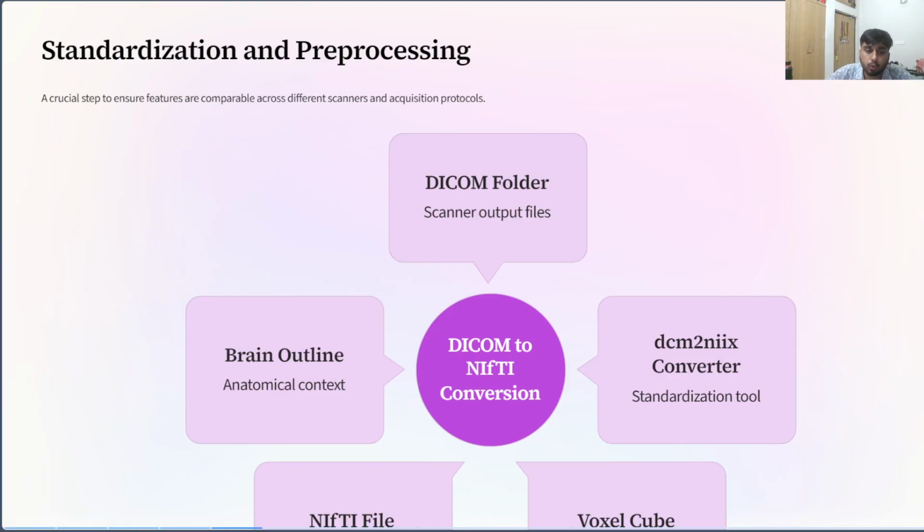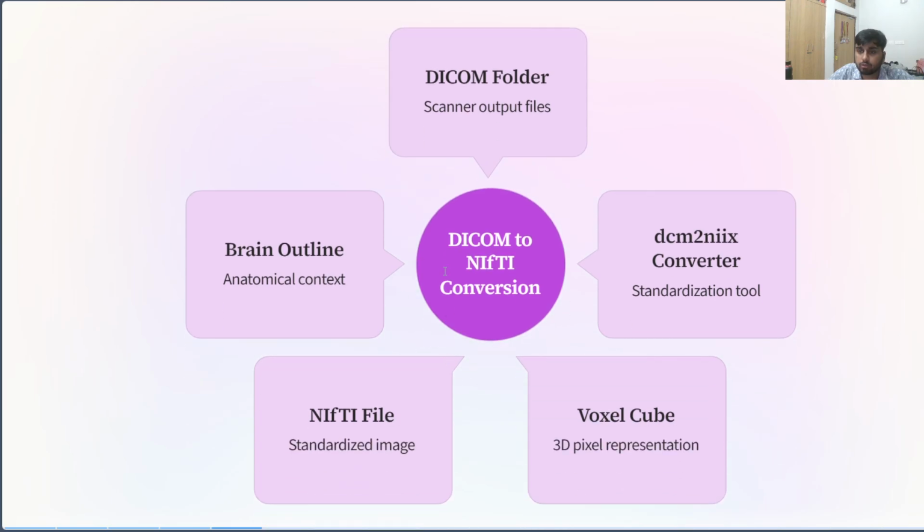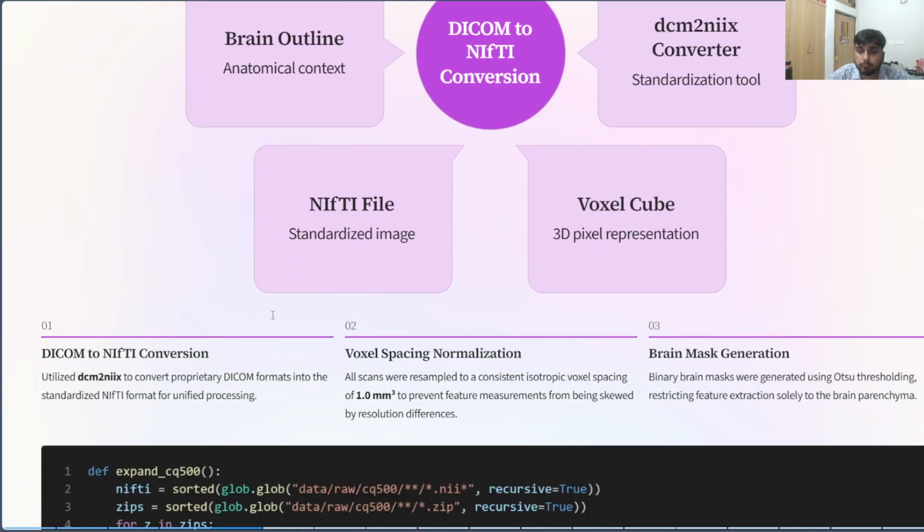The conversion also compresses the data, preserves spatial metadata, and allows for easy loading with NiBabel and SimpleITK. Next, I resampled all the volumes into an isotropic voxel size of 1 millimeter cube using cubic interpolation. Without this resampling, texture features could vary simply because CT and MRI scanners have different pixel spacing. But I unified that. So DICOM to NIfTI conversion took place like this: DICOM folders were taken in, dcm2niix was used, voxels were resampled, and NIfTI was finally extracted to get the brain outline.